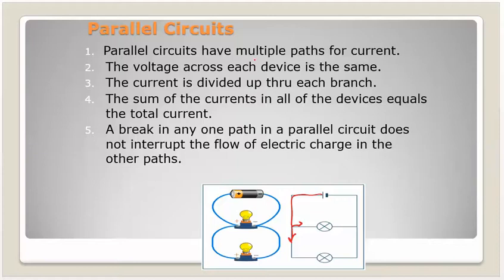So what are some key things? They have multiple paths. For parallel circuits, you're going to find out the voltage across each device is the same. Well, that was different than yesterday. Now it's the current that's divided. The sum of the currents in all devices equals the total current. So if you had 1.5 amps here, and down here you have 0.25 amps, then we would say that total is 1.75 amps because we simply just added these up.